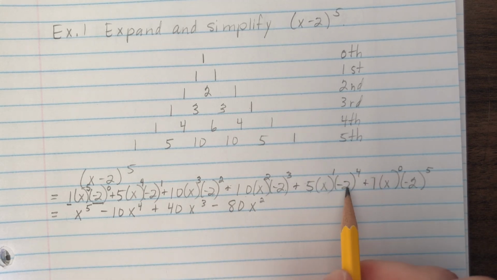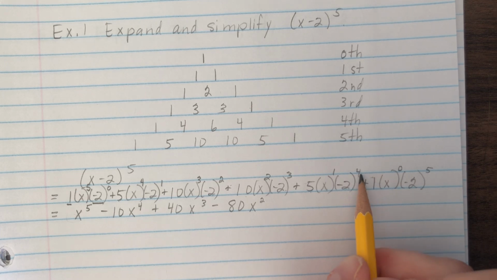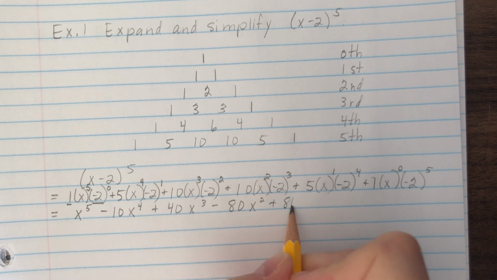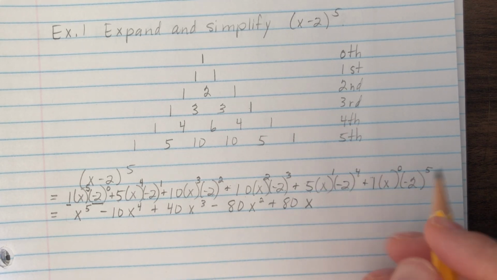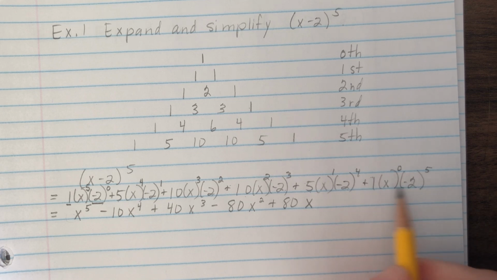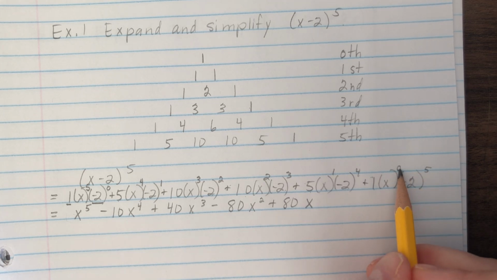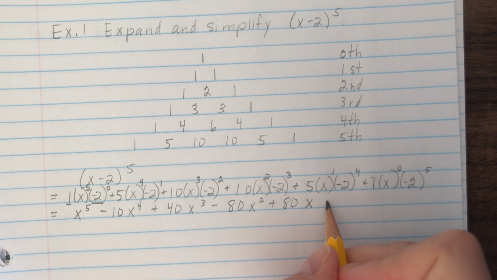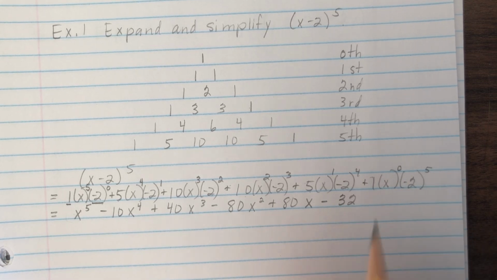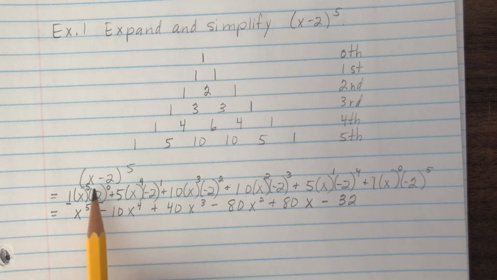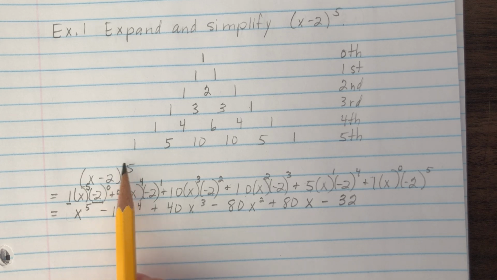And then I have 5 times -2 to the exponent of 4. (-2) to the exponent of 4 is positive 16. When multiplied by 5, that's a positive 80, and it will be followed by x. And finally, I have 1 times (-2) to the exponent of 5, and that's equal to -32. And then x to the exponent 0 will equal 1. So -32 times 1 is -32. And this would be the expanded and simplified form of the binomial (x - 2) raised to the exponent 5.